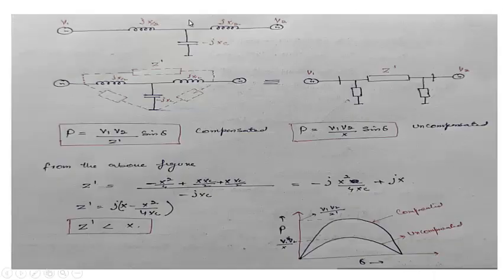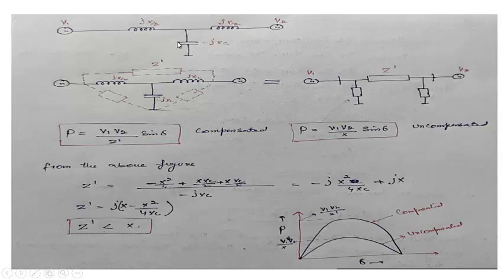The second thing is that, let us say we have a capacitor in between the line, dividing the line into two parts, X by 2 and X by 2, and this is V1 and this is V2. For the uncompensated system, where we don't have a capacitance in between the line, we have only this reactance and this reactance, the power transfer between these two will be governed by this equation. That is, P is equal to V1 V2 by X sine of delta. This is the uncompensated system.